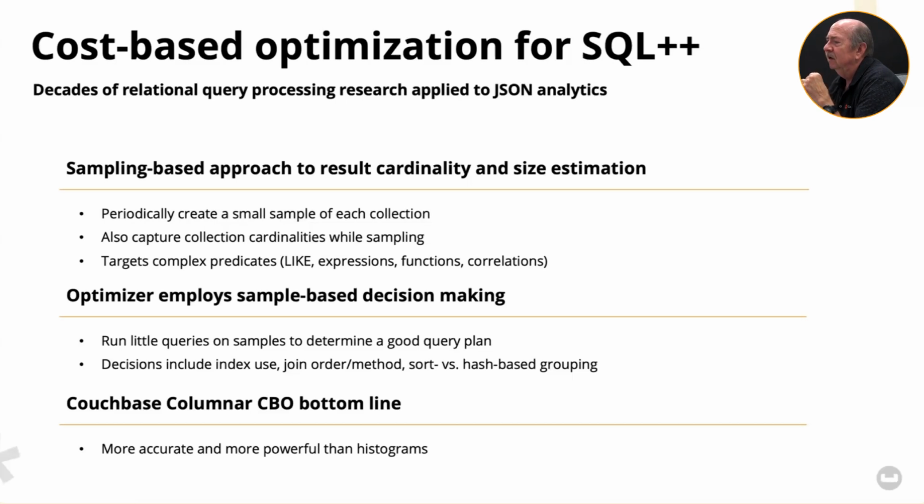Periodically, you will ask the system to sample a collection, and it'll create a little stored sample of your large collection. And it'll have stored samples for each of your large collections. While that sampling is being done, it'll also count how many objects it's seeing. And so the optimizer will have access to little samples of each of your collections and information about how big the samples are and how big the collections were.